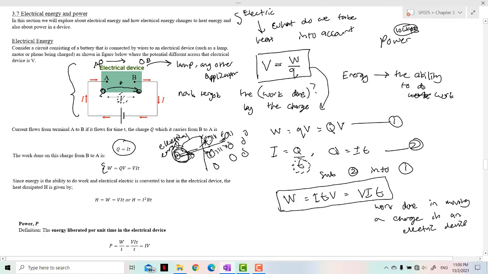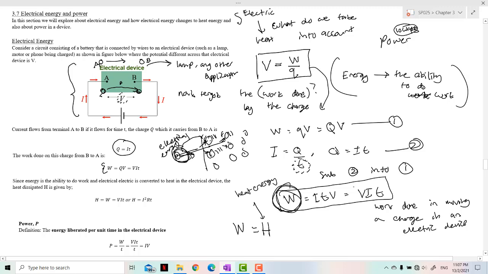So actually it is converting our electrical energy to heat energy by doing this work. So the work we are doing here is converting our electrical energy to heat energy. So what we can do is write W is equal to H. What is H? H is the heat energy. Remember again, energy is the ability to do work.